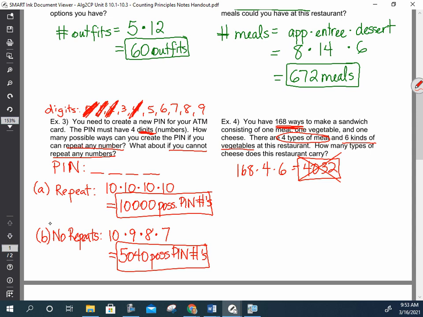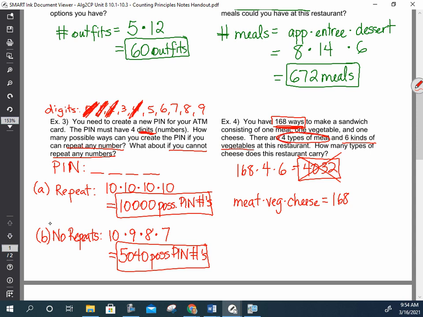This is a problem in which you're working backwards. They're telling you how many ways you can make the sandwich, consisting of 1 meat, 1 vegetable, 1 cheese. So that means if you take the meat times the vegetable times the cheese, you will get 168. Meat times vegetable times cheese equals 168.